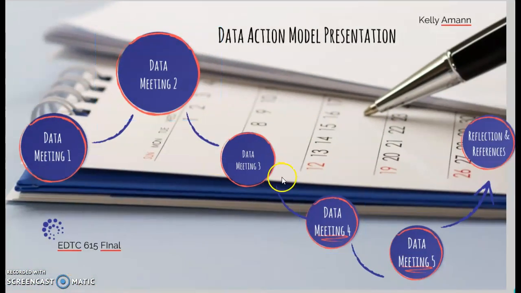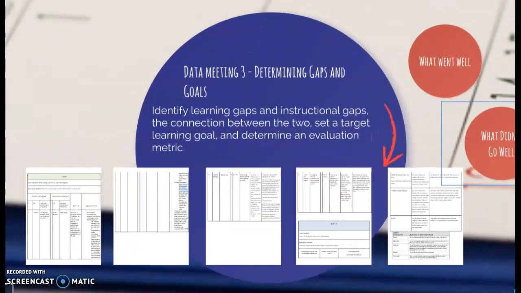We then had our Data Meeting 3. In Data Meeting 3, we looked at the learning gaps, instructional gaps, and the connection between the two. We set a target learning goal, and we determined an evaluation metric for those goals. So this was a larger document because we were all looking at our artifact tracking sheet and deciding what gaps would be in place for all of the different artifacts that we were using.